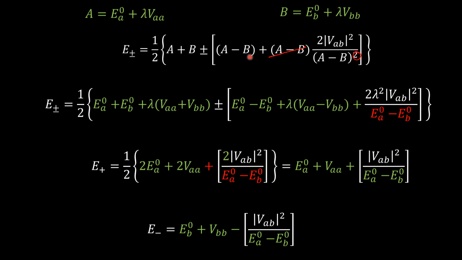Similarly, here you have A minus B. This will become EA0 minus EB0 plus lambda times VAA minus VBB. Because it is in the denominator, A minus B can be approximately written as EA0 minus EB0. You can ignore this VAA minus VBB term. It is approximately equal to this one.